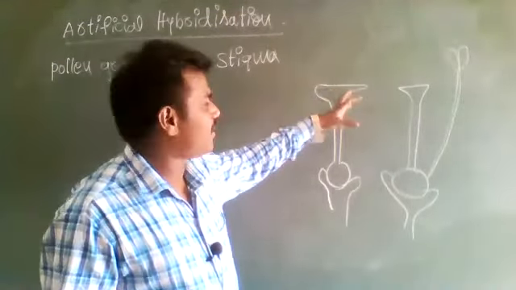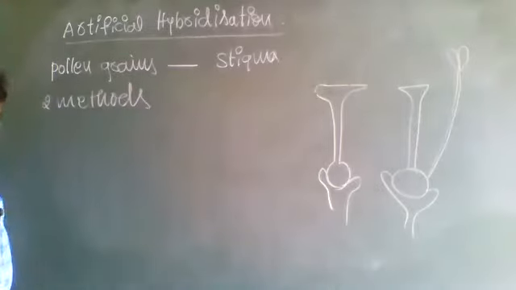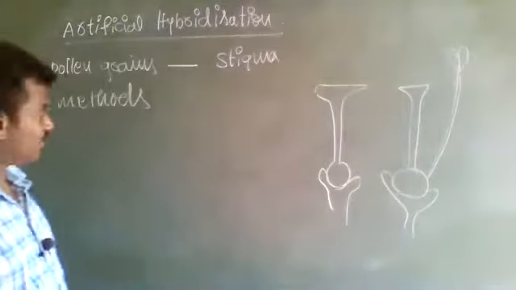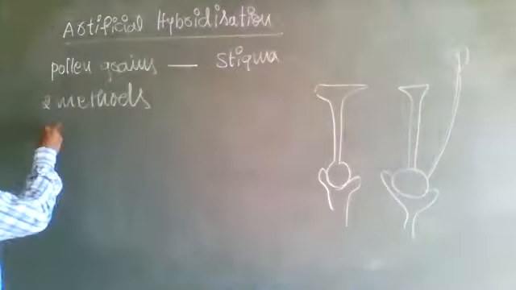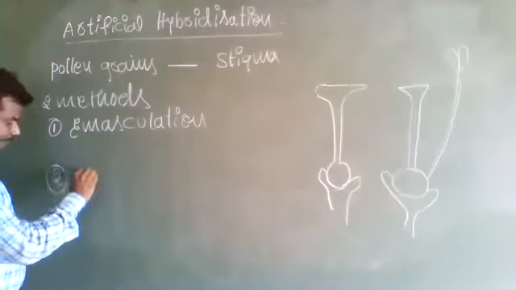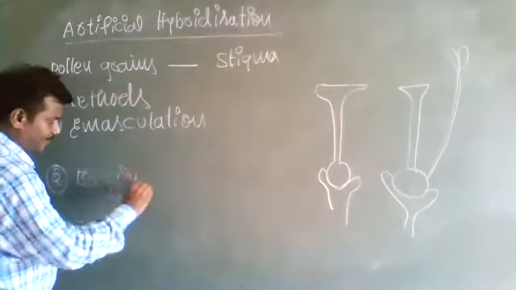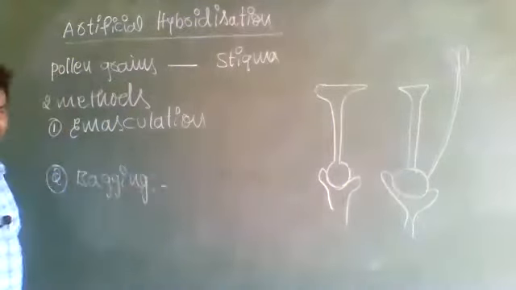Okay, so how will we protect this stigma? To protect the stigma, we have to use two methods, two techniques. The artificial hybridization technique is achieved by two methods. One is emasculation. Another one is bagging. Emasculation and bagging. So first of all, let us see emasculation.